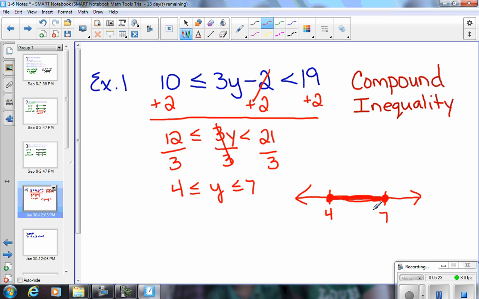Now, interval notation, the left side is a 4, and since we're including it, we use the bracket, and the right side is a 7. So this is the way I can write my solution in interval notation.